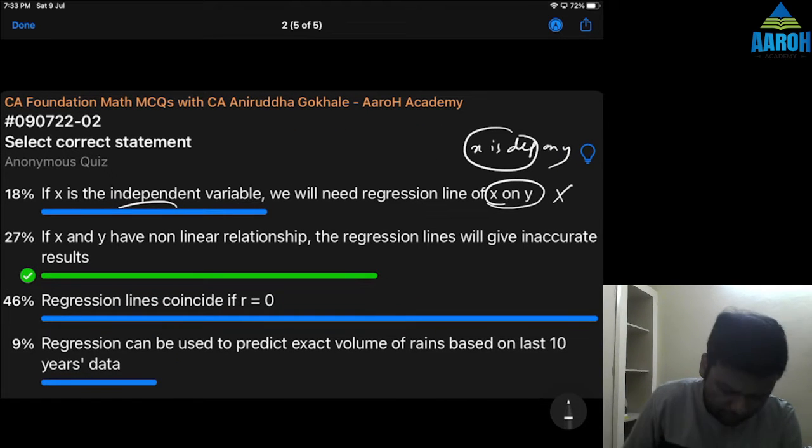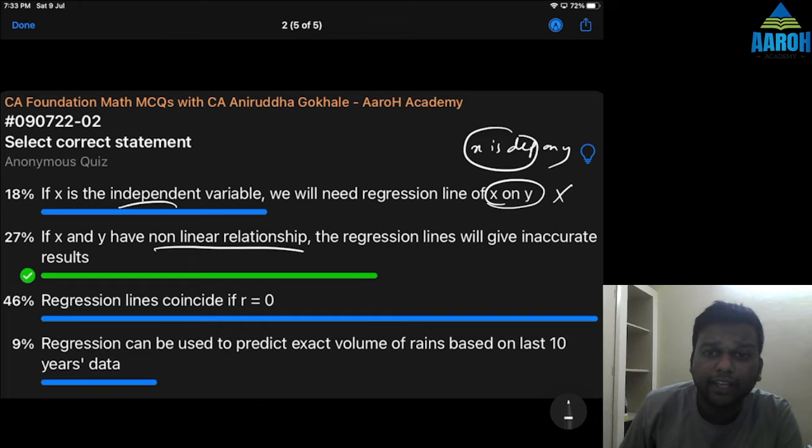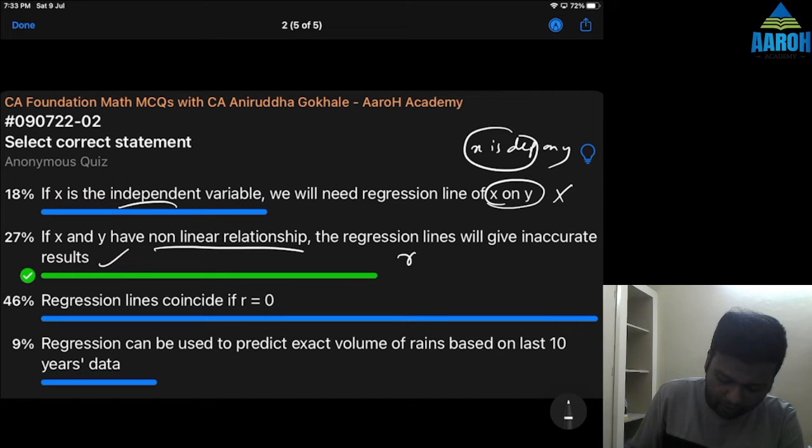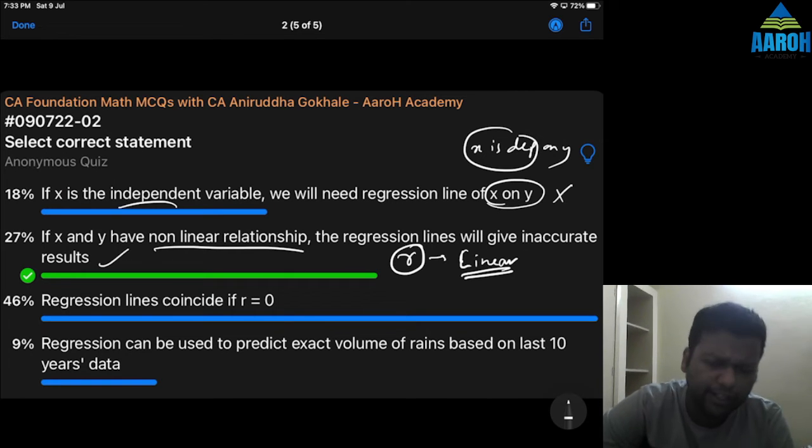If x and y have non-linear relationship, the regression lines will give inaccurate results. That is the correct statement, because regression works on correlation coefficient r, and r works only for linear relationships. So if it is non-linear, then the results will be inaccurate. So this is the answer.